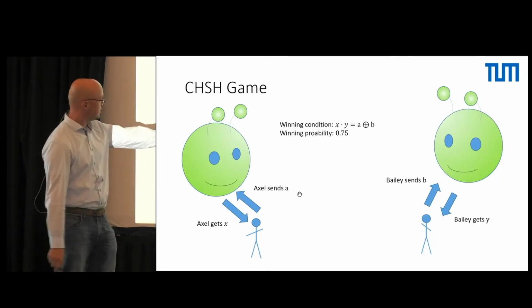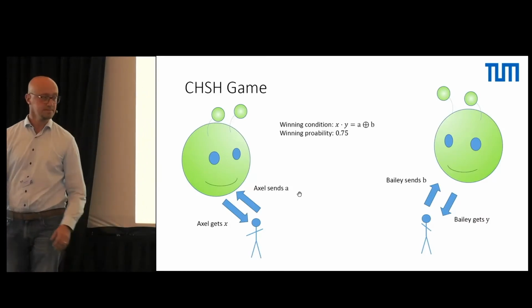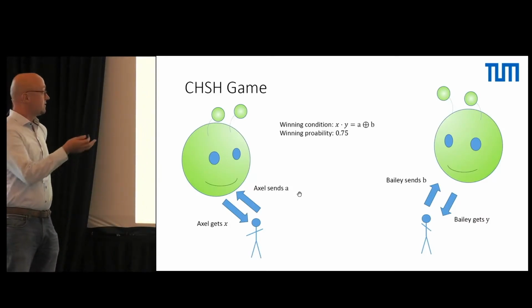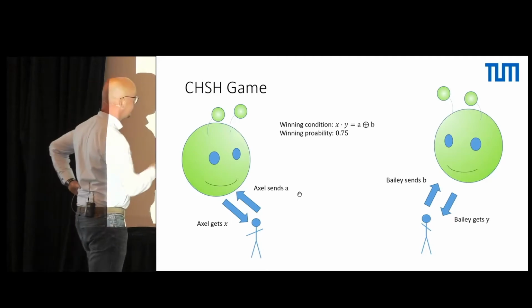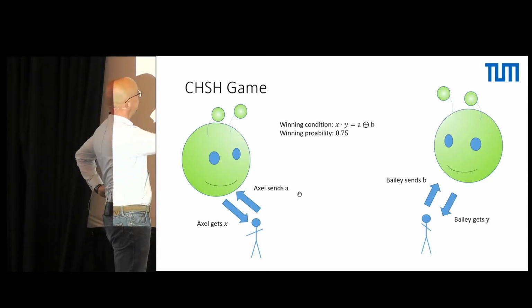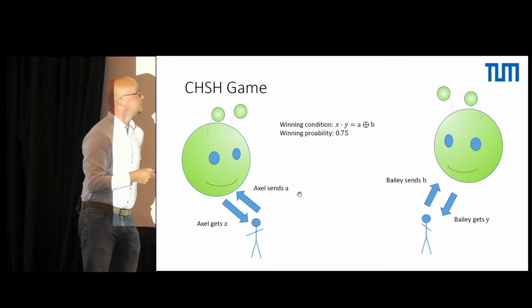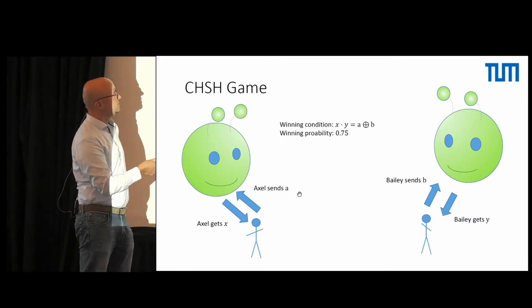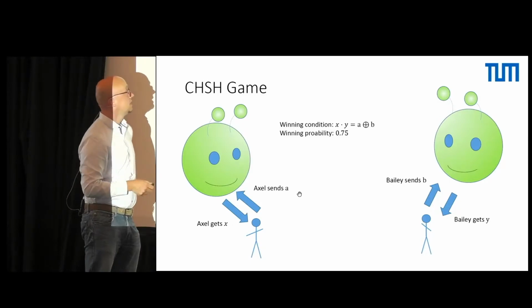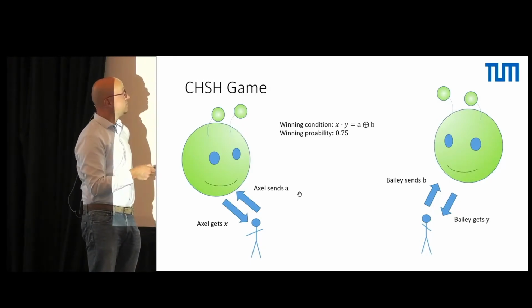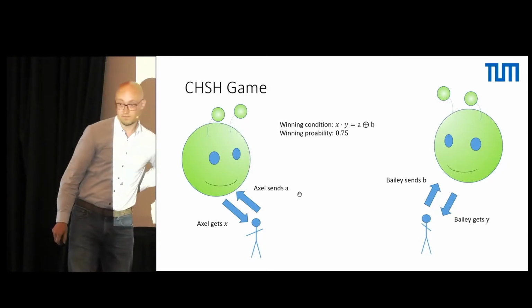So these at the bottom here are two humans, and these humans are supposed to respond with 2 bits. Axel will respond with bit A and Bailey with bit B. And they win the game if this condition here is satisfied. And the classical winning probability is 0.75.